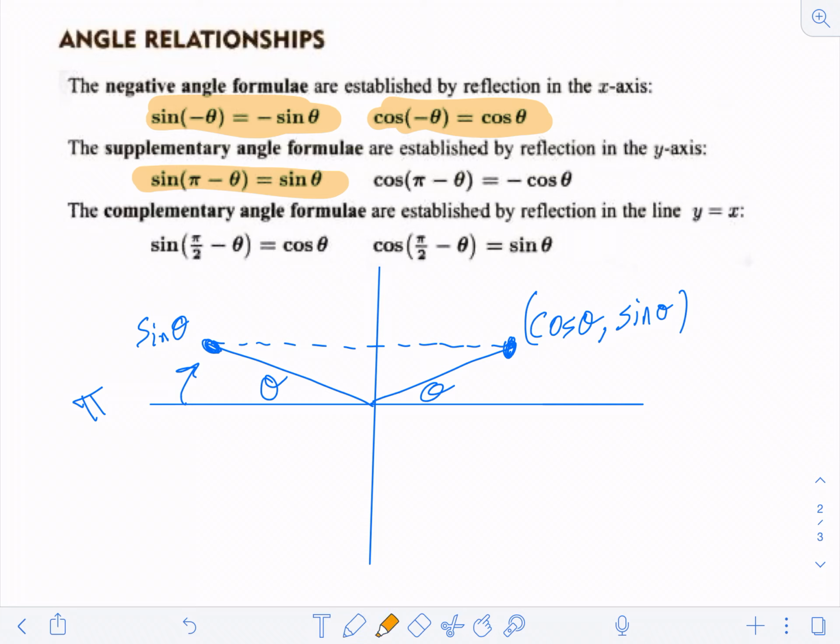The second expression says that cosine of pi minus theta is equal to negative cosine theta. So if I do pi minus theta again, what am I going to get for my cosine value?